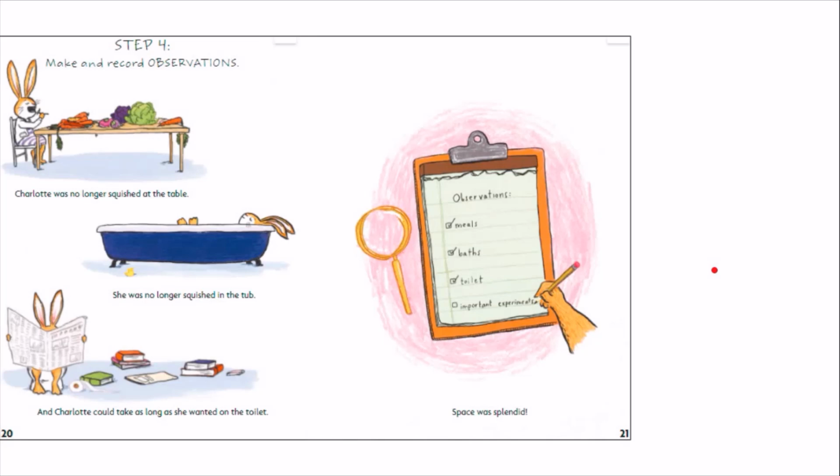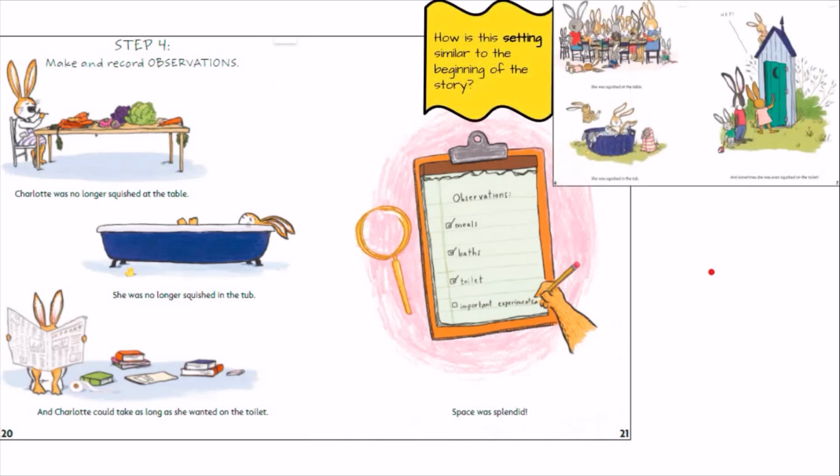So let's continue. And while we're looking at this page, I want you to think of this question. How is the setting similar to the beginning of the story? So here's the beginning of the story. Table, tub, toilet. Charlotte was no longer squished at the table. She was no longer squished in the tub. And Charlotte could take as long as she wanted on the toilet. Space was splendid. So how is it similar?